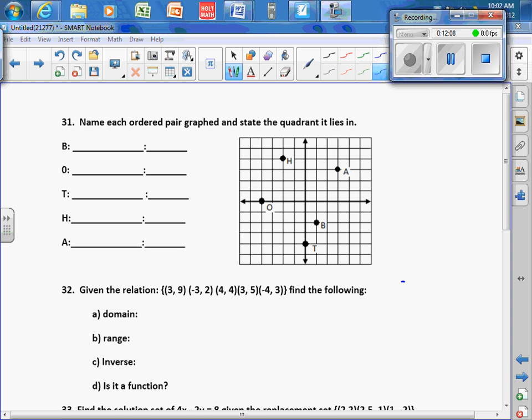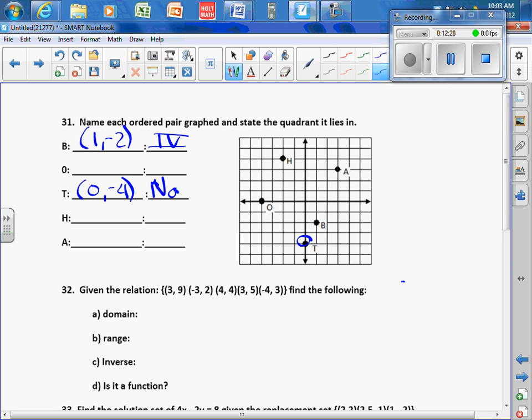In number 31, make sure your ordered pairs are in parentheses. So B would be at (1, negative 2). It is in quadrant IV. Make sure you're using Roman numerals. I'll come back and do the others later. I'm going to do T right now. T is at (0, negative 4). You would write none for the quadrant here. A is at the point (3, 3), and it's in quadrant I.